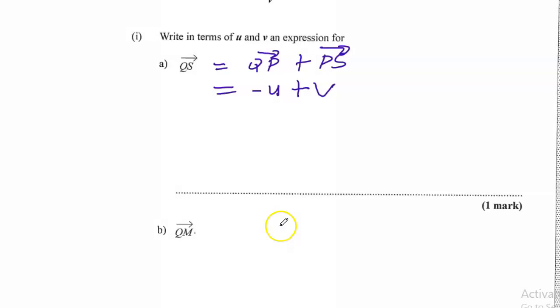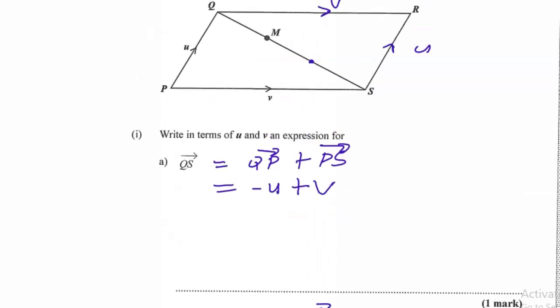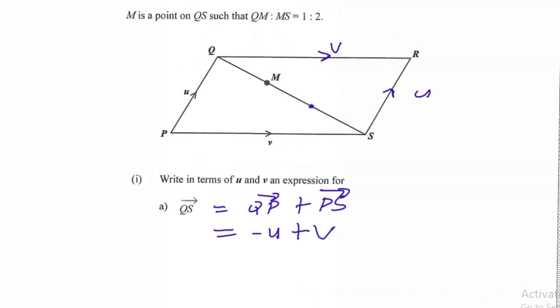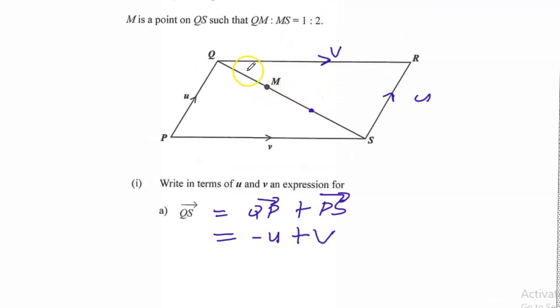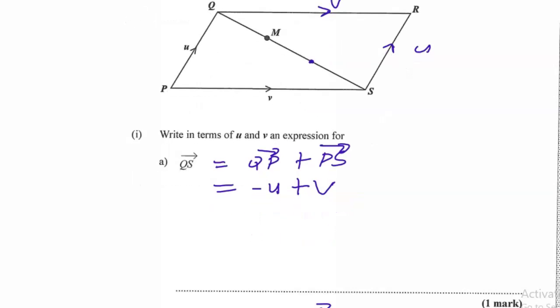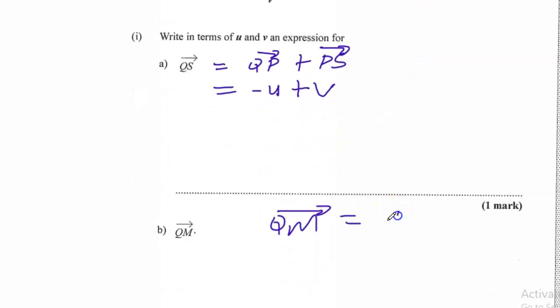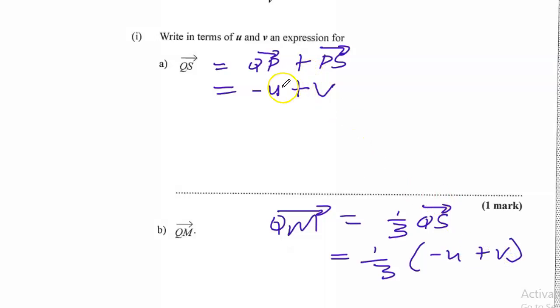Next, we're asked to find the vector QM, and notice we mentioned earlier, let's go back to the diagram. QM is 1/3 of QS. So QM is 1/3 of the vector QS, which means that QM is 1/3 (minus U plus V), since QS was minus U plus V.